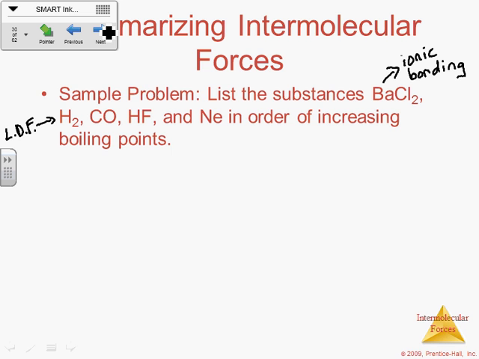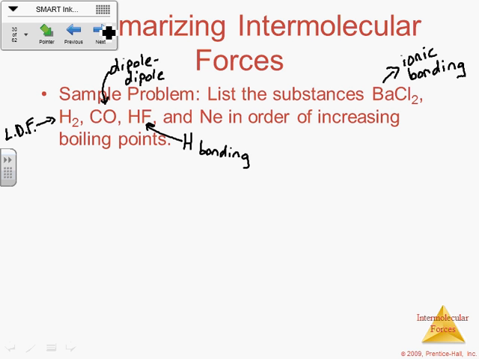There's an abbreviation for that. CO, carbon monoxide: two atoms, different electronegativities, so there's going to be a little bit of polarity there. So that's a dipole interaction. Dipole, dipole. HF, that's hydrogen bonded to fluorine. That is hydrogen bonding.